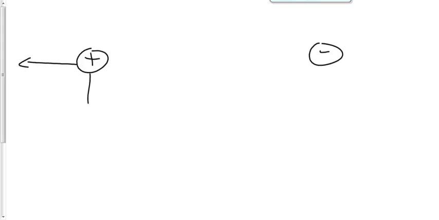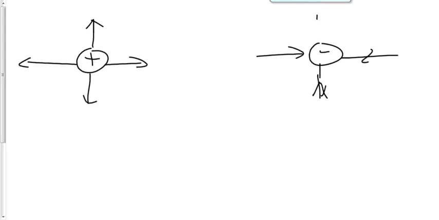All right, let me draw you four pictures here. First one, here's a positive charge. Second one, here's a negative charge. Which way does the field point caused by these two charges? Well, it points away from positive, and it points toward negative. So there you go. There's the electric field surrounding two charges, positive and negative.